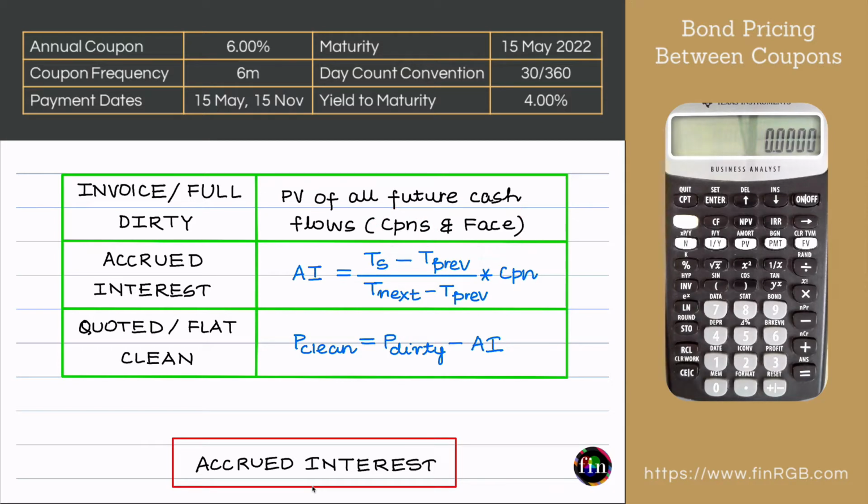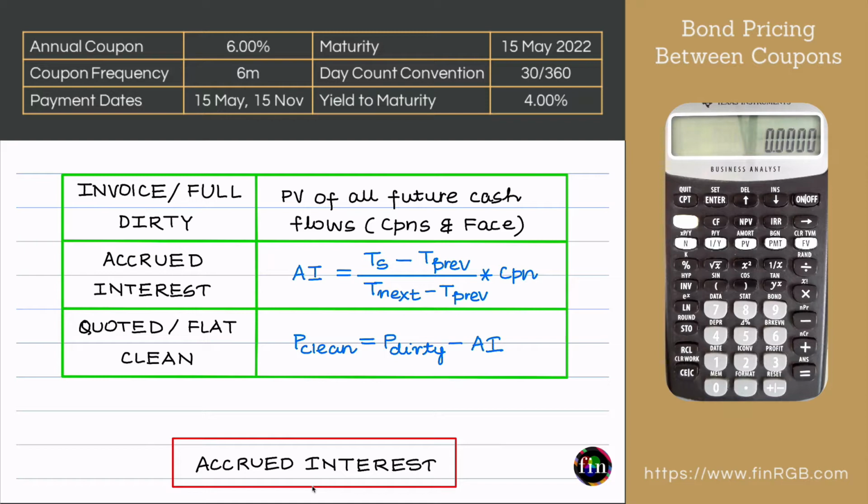And future cash flows, we know, include both coupons as well as the final principal or face value. Now, if you are somewhere in between two coupon dates, another concept that comes in the picture is this concept of accrued interest. Think of accrued interest to be the portion of the upcoming coupon that has already been accrued.